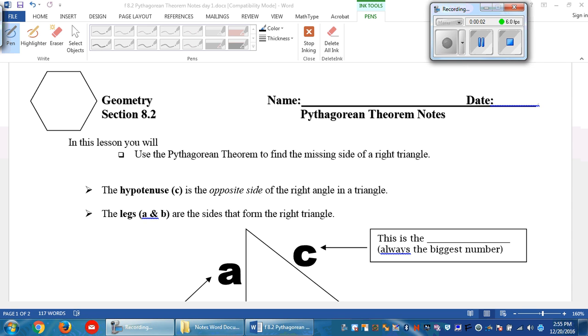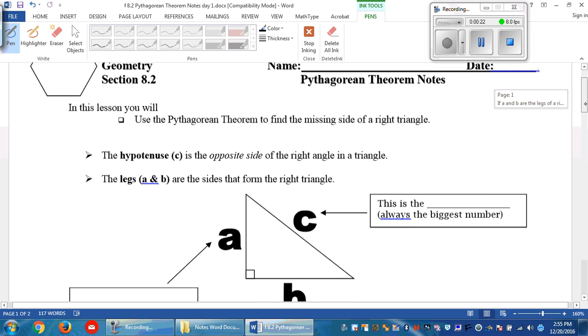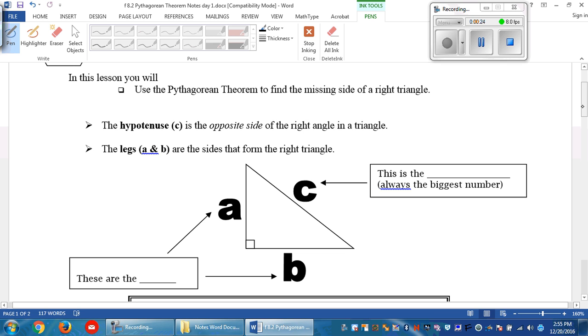All right, this is another video for Geometry Unit 8. This one is 8.2, Pythagorean Theorem Notes. This is a skill that you should have done back in middle school, so it's going to be a quick video, and you being able to use the Pythagorean Theorem throughout. In this lesson, the Pythagorean Theorem is going to come up and we're going to find the missing sides of a right triangle. So we're only looking at sides, nothing to do with angles here.